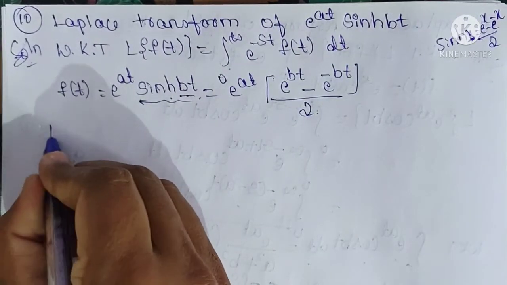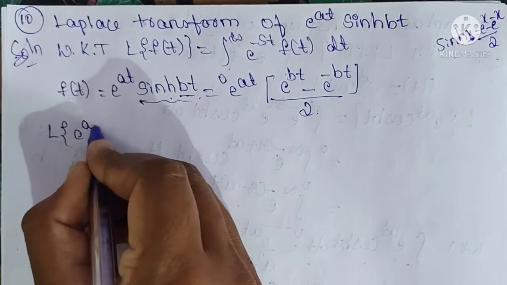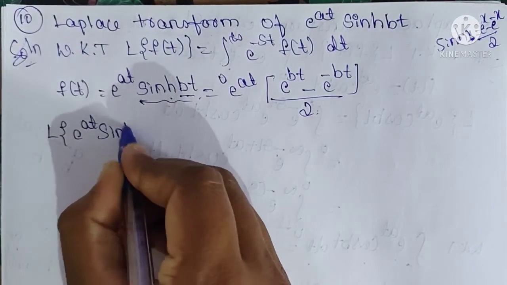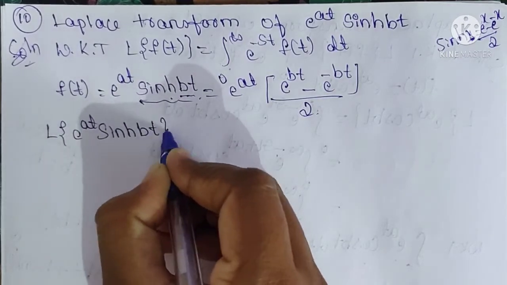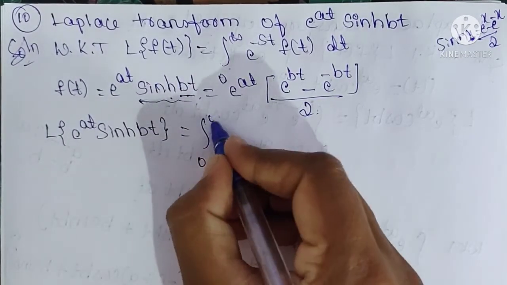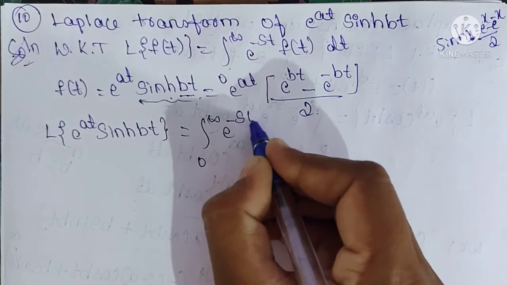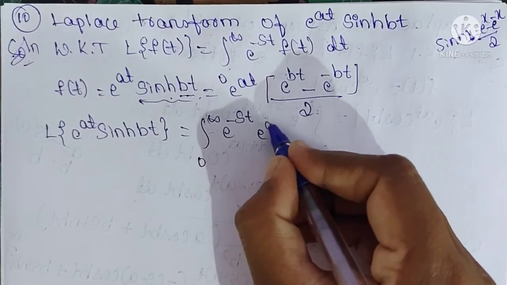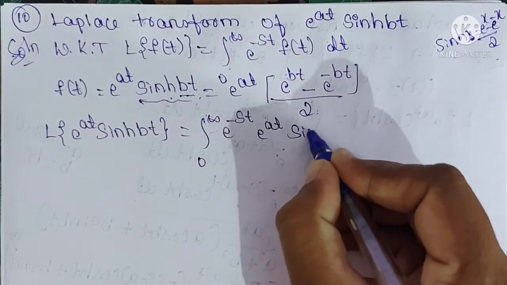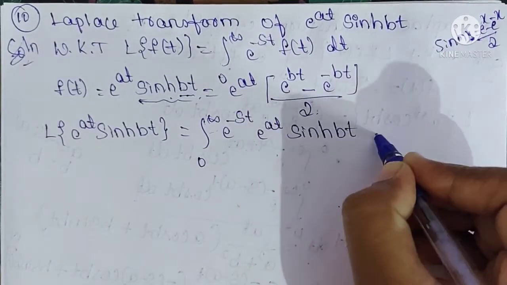Now L of e power at into sin h of bt is equal to integral from 0 to infinity of e power minus st, f of t is e power at into sin h of bt, into dt.